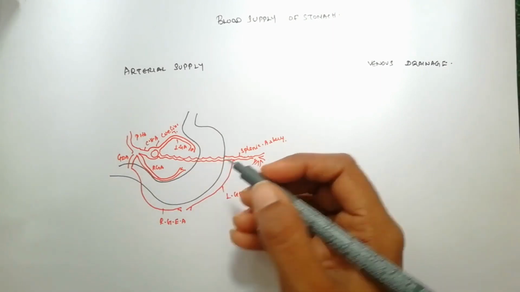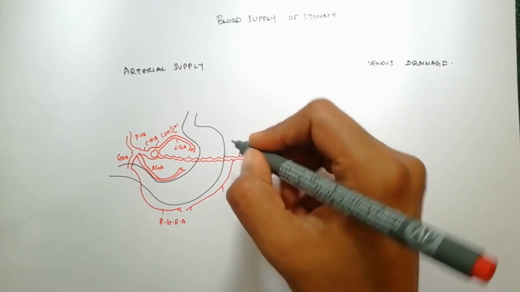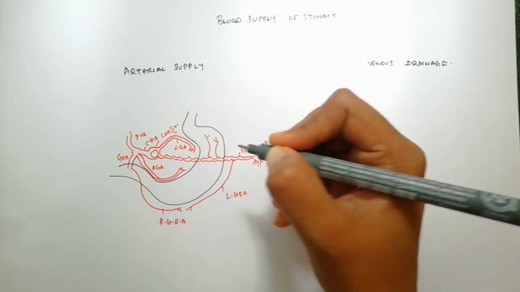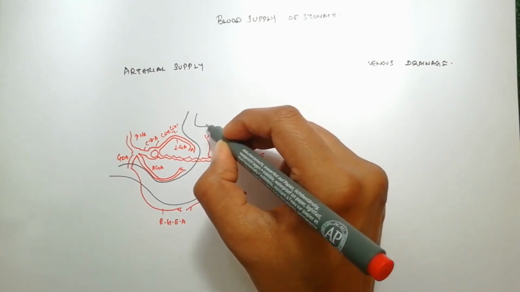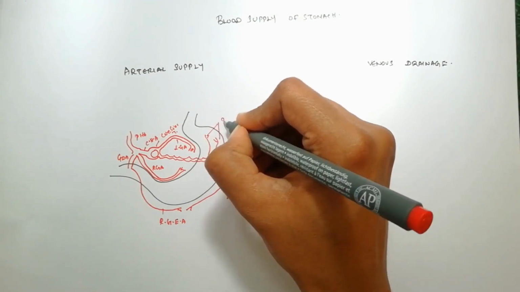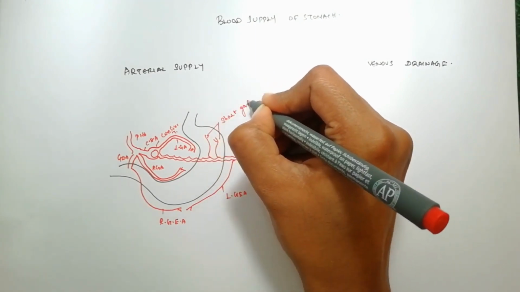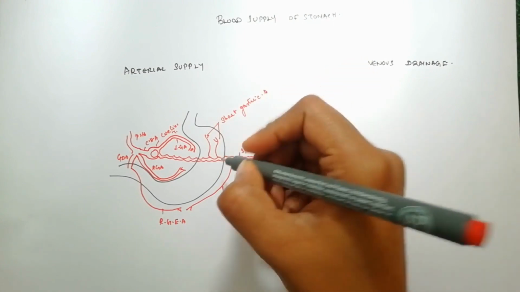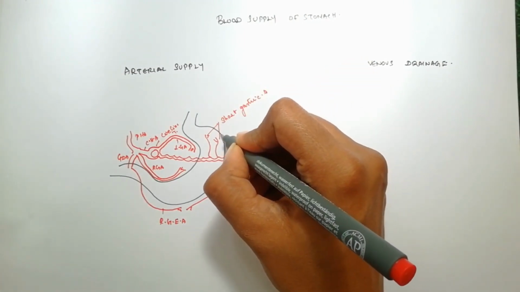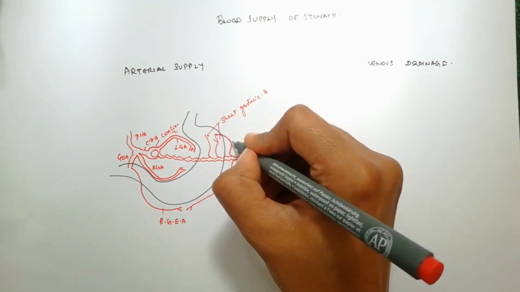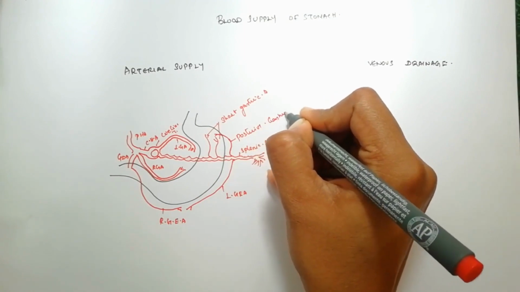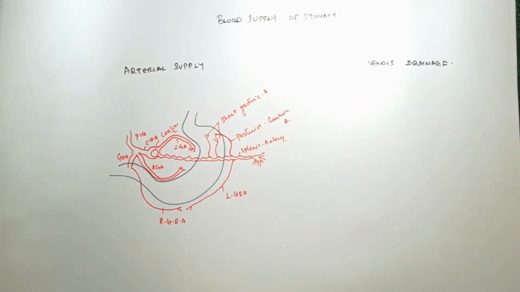Now we have some branches arising from the splenic artery to supply the fundus of the stomach. Those arteries are the short gastric arteries, which supply the fundus part of the stomach. And one branch from the splenic artery supplies the posterior aspect of the stomach, and that is called the posterior gastric artery, which supplies the posterior surface.